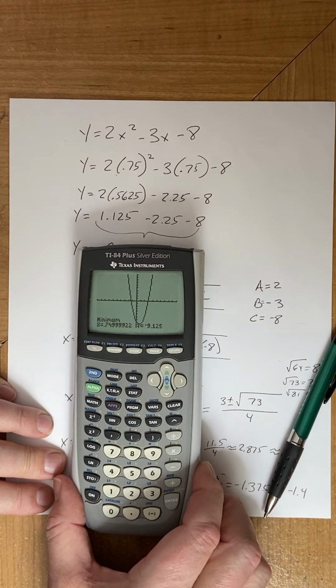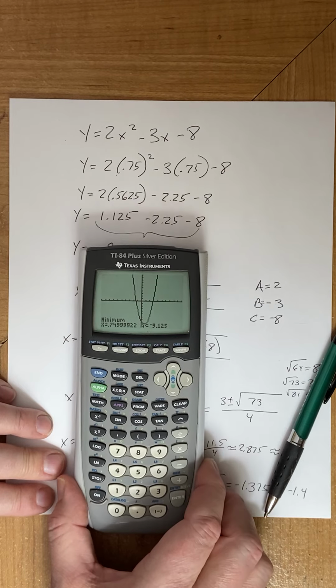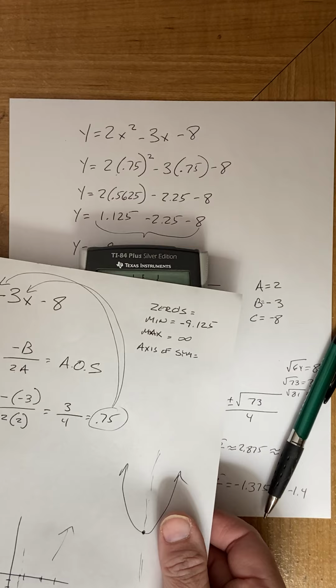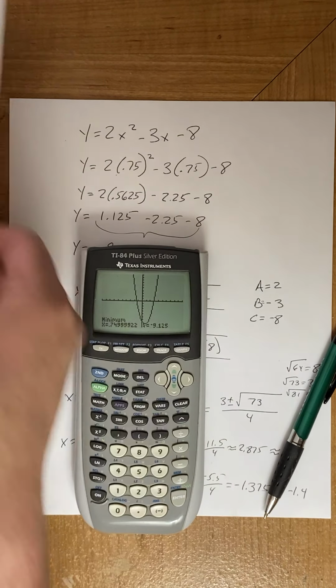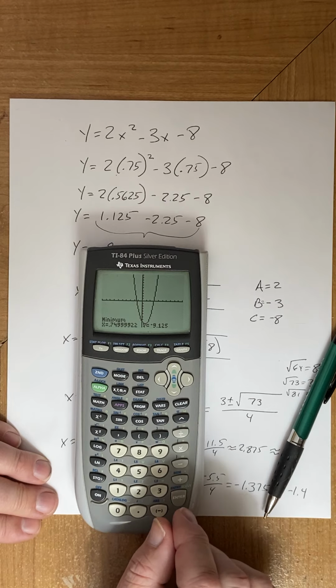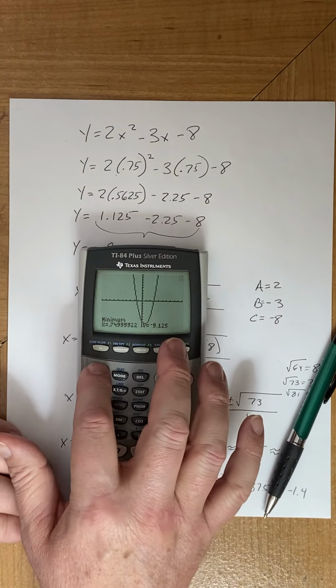And it's guessing negative 9.125. Well, if we look at that, negative 9.125 for our minimum value. Holy cow, we did it right. All right, let's talk about the zeros.